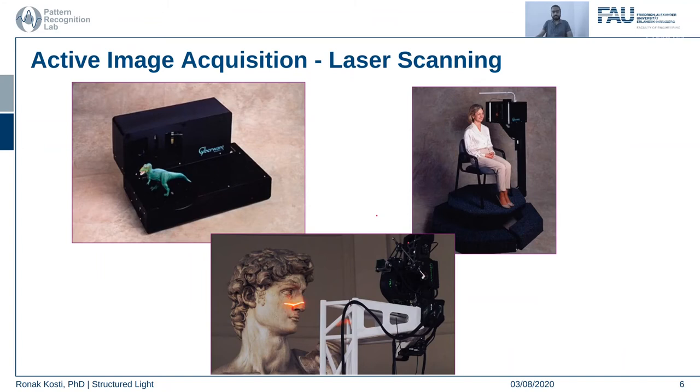These are some examples of active image acquisition called laser scanning, in which the source of light is a laser, and the laser projects a single beam or a single ray of light. So it could be a single point, or it could be a line as seen on the face of this sculpture David from the previous slides. So in this structured light apparatus, the camera is moved around or up and down, in this case of David, to capture the face geometry of the sculpture. Whereas in this case, the camera is rotated around the face of the person to create the structure or the geometry of the face of the person.